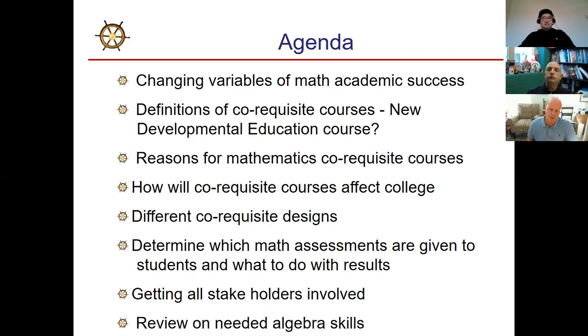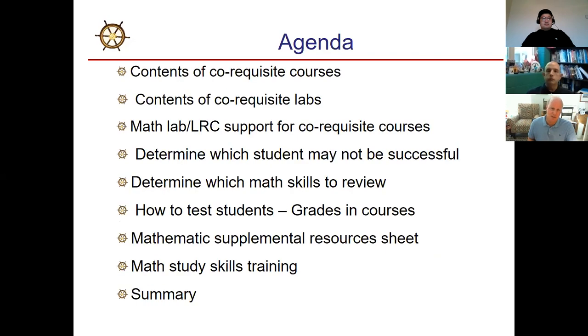Who are the stakeholders we can work with? I'm going to go over the algebra skills that some people have said. What do they need? This would be controversial because when we start talking about college algebra, what we really need in there, well, we're going to say everything, but maybe not. Then contents of the co-requisite courses, what do you put in there? And really hitting the labs.